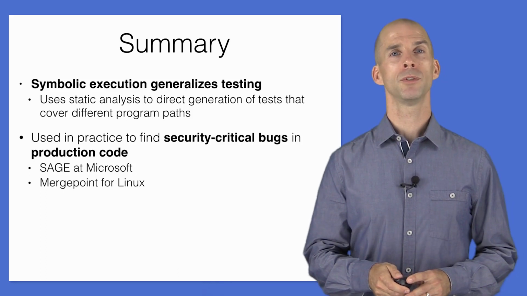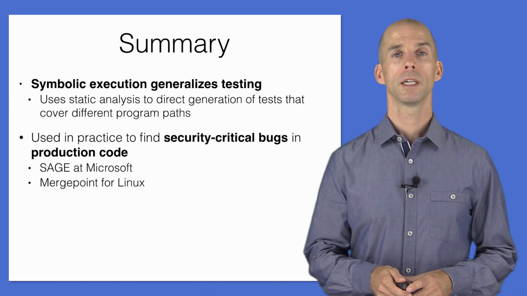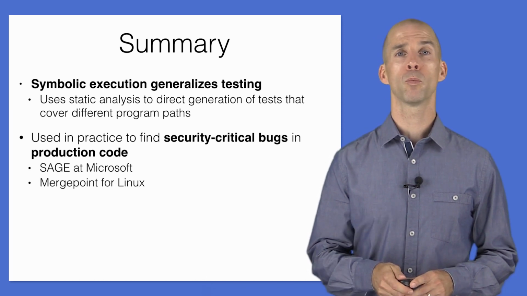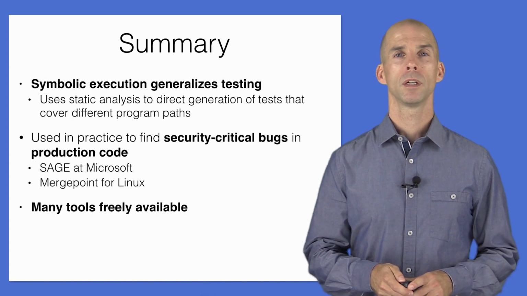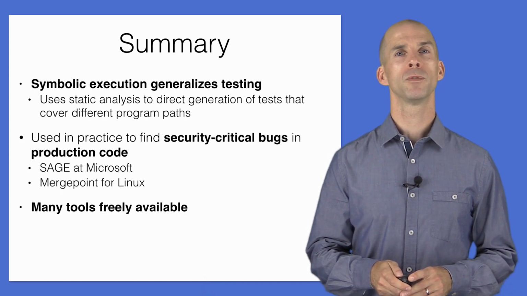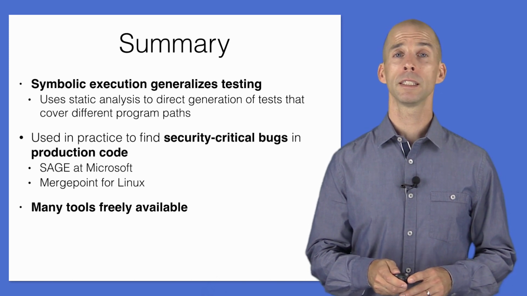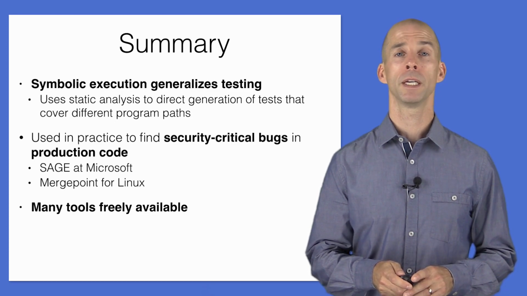Symbolic execution is used in practice today to find important bugs in production code. The SAGE tool is used heavily at Microsoft, and the MergePoint tool regularly analyzes large Linux repositories. Symbolic execution tools of good quality are freely available, and we can expect that they, like static analysis tools, will penetrate more deeply into the mainstream in the near future.